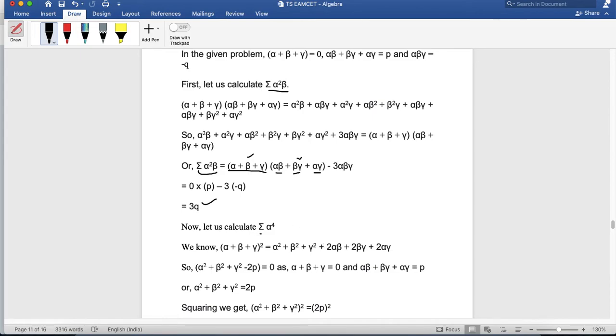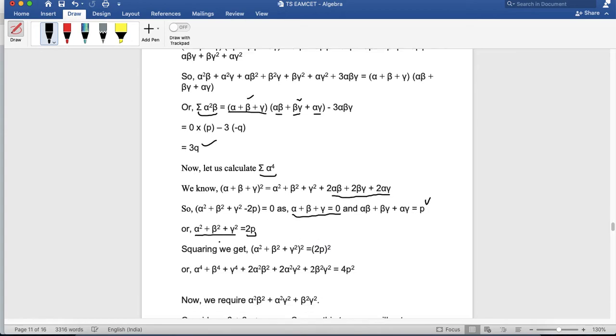Similarly, you will have to do this with alpha 4. This will be an even bigger challenge. So what I will do is take the square of alpha plus beta plus gamma. We know that the square of this is a square, b square, c square, 2ab, 2bc, 2ca. Now alpha plus beta plus gamma is 0, so I will just put 0 over here. So alpha square plus beta square plus gamma square plus 2 times alpha beta plus beta gamma plus gamma alpha. We know this value as well, which is equal to p. So we can substitute it. We will get alpha square plus beta square plus gamma square equals minus 2p.